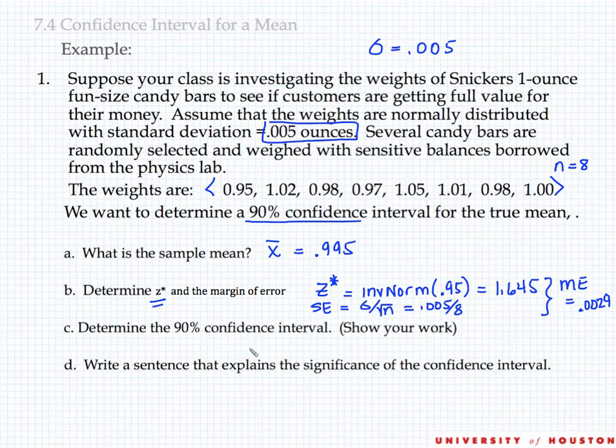This makes our confidence interval 0.995 plus or minus 0.0029. This gives us the interval from 0.9921 to 0.9979. So what this means is if we repeated our sampling, approximately 90% of our samples will contain the true mean. In other words, we're 90% confident that the true mean weight of the Snickers candy bars is between 0.9921 ounces and 0.9979 ounces.